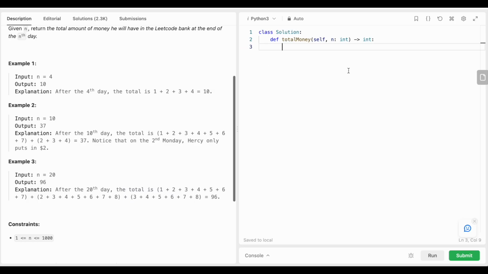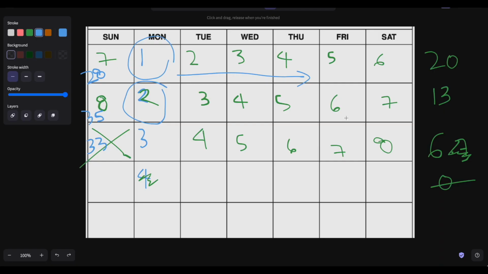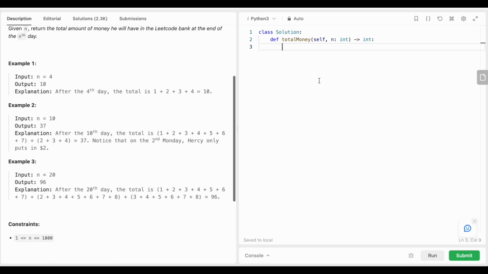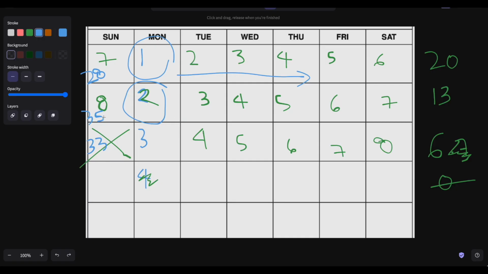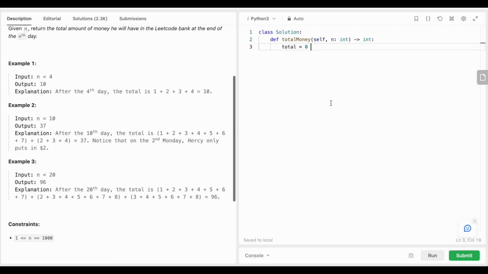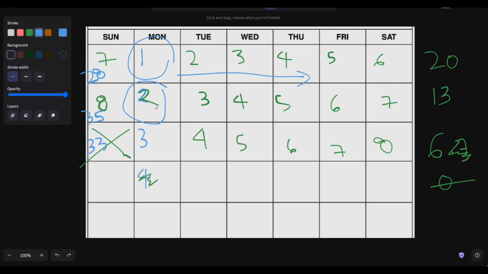Okay? Then if we translate what we did here into code, basically what did we do? We had some total that we were tracking, and we're going to get the total per week, and we had some number of days, which is n. I'll call it days just so it's easier to understand what it is. And we also keep track of what week we're on. First week being 1, every subsequent week being 1 added to the previous week.